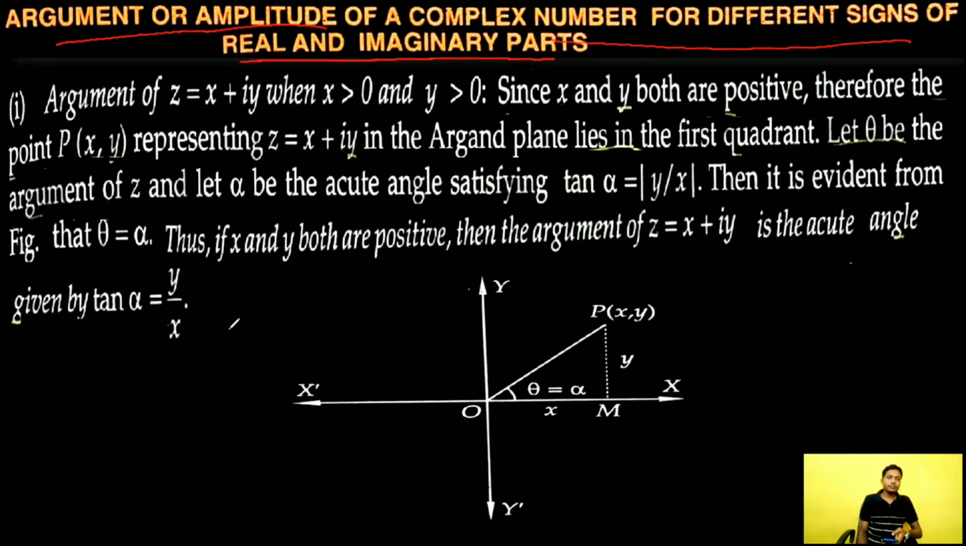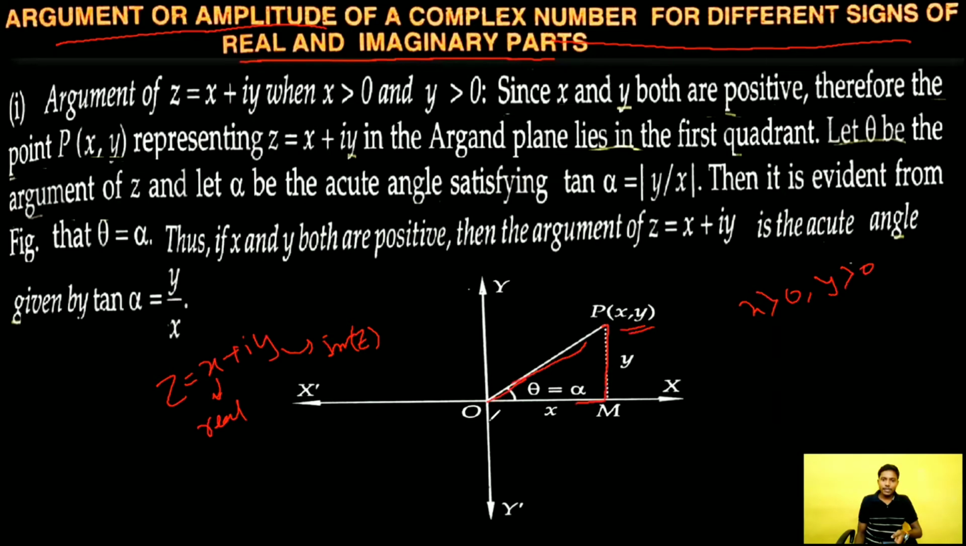For any complex number z equal to x plus iy, x is the real part and y is the imaginary part. Now when this point lies in the first quadrant, both x greater than 0 and y greater than 0, then the acute angle of this right-angled triangle OMP is angle MOP.